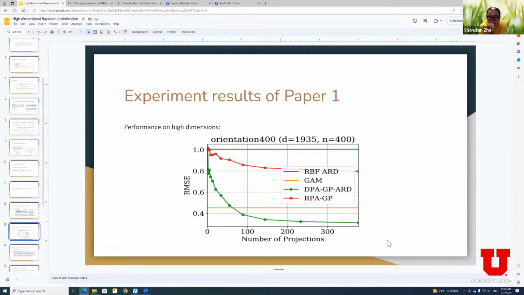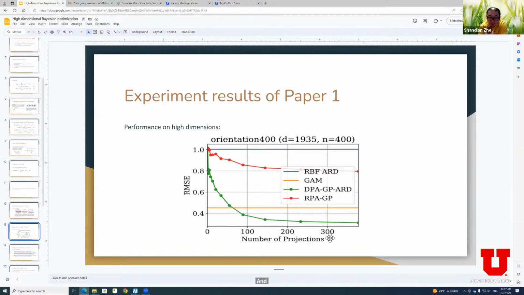What's the red? The green line is if we diversify all those projections, and the red line is just random. So R stands for random and D stands for diversify. It's a trick that we're gonna cover. Okay, so the red one is just random projection, and it's a diversified projection.